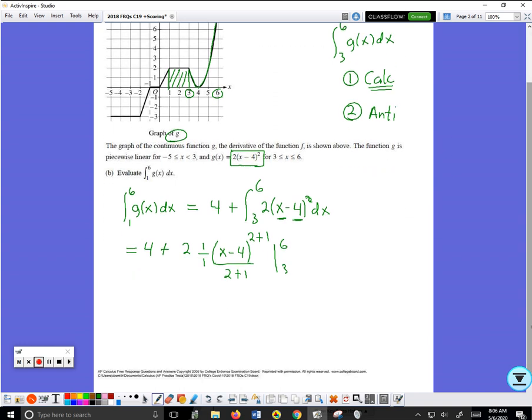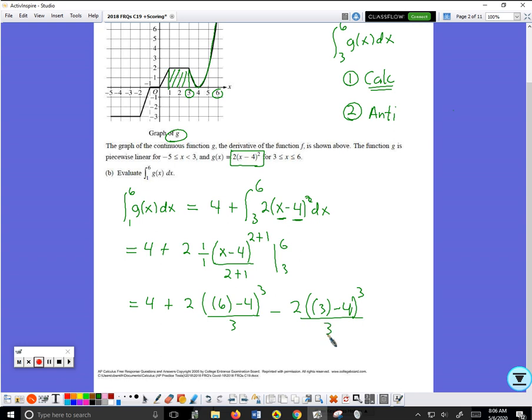So I keep going. So this is going to be 4 plus 2, parenthesis, I just have to plug everything in, so that's 6 minus 4 to the third, divided by 3, minus, do it all again, 3 minus 4 to the third, divided by 3, and that's it. I don't have to do anything else.